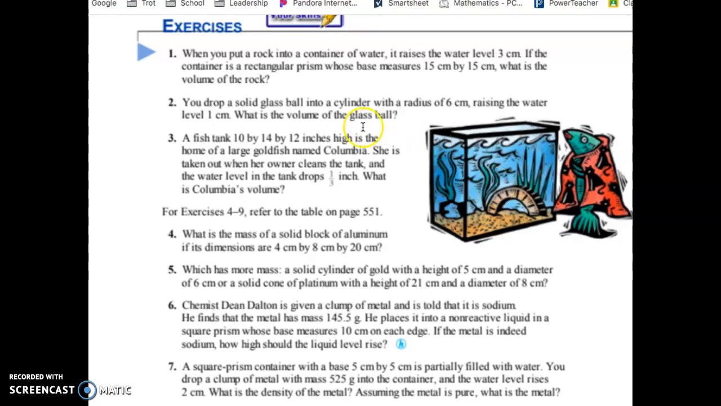All right, I'm looking at problem number 3 here on page 552. It says that a fish tank that is 10 by 14 by 12 high is the home of the large goldfish Columbia. When Columbia is taken out of the tank, the water level drops 1/3 of an inch. So what is Columbia's volume?